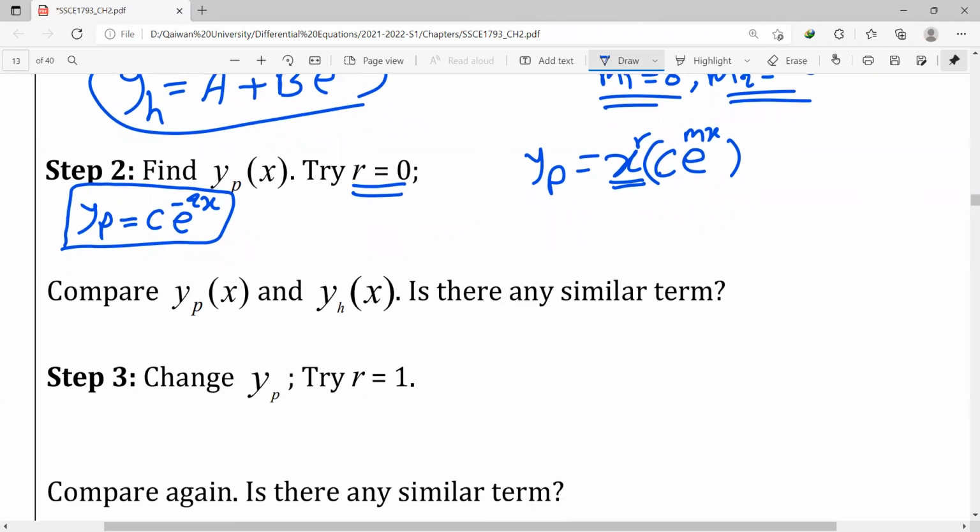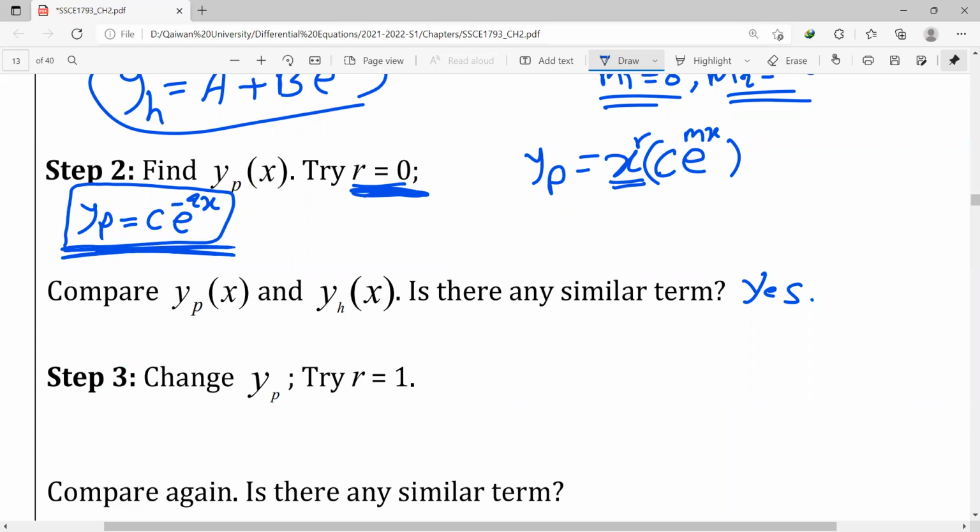Even for the polynomials, we just looked at the degree of the terms. Okay, for this one, yes, there are similar terms, so we choose r to be 1. For first, when r was 0, we got similar terms, and now we choose r to be 1.